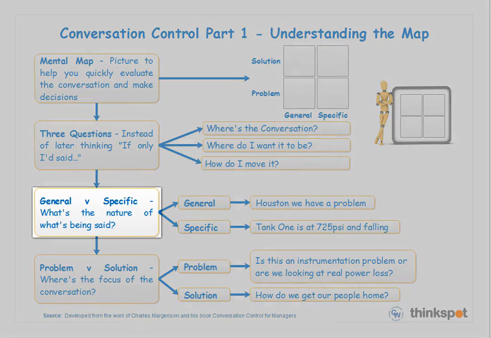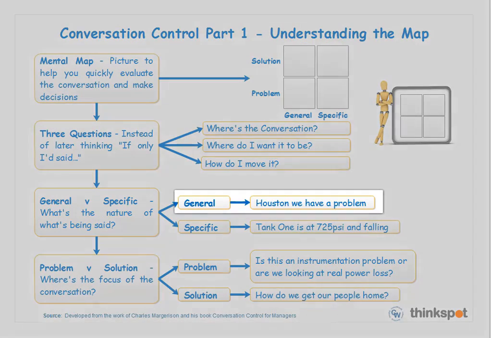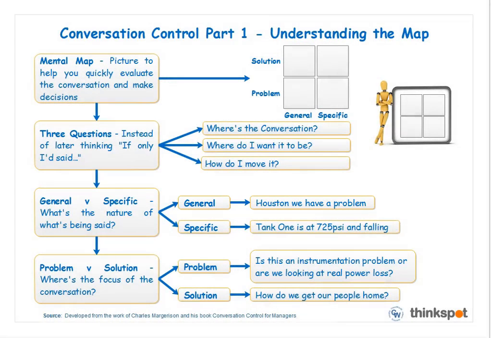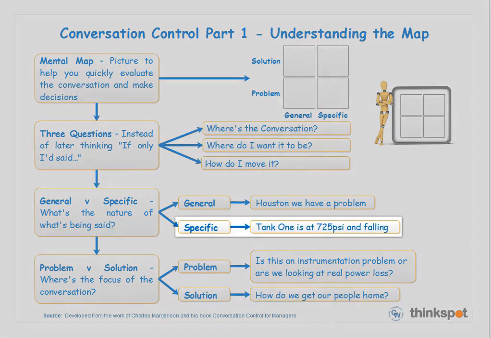So, the first axis is general versus specific. I've used the famous line from Apollo 13 as an example. "Houston, we have a problem." You can't possibly know what the problem is from that statement, so it's general. As the diagnosis continues, one of the flight controllers reports on the oxygen supply. "Tank 1 is at 725 psi and falling." Now we've got specific information about the problem.